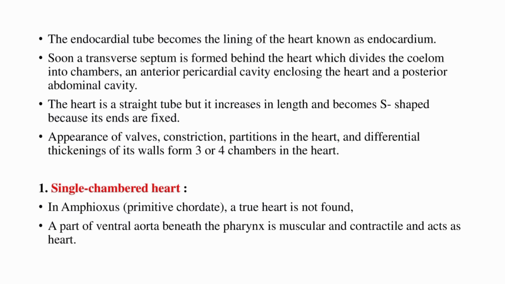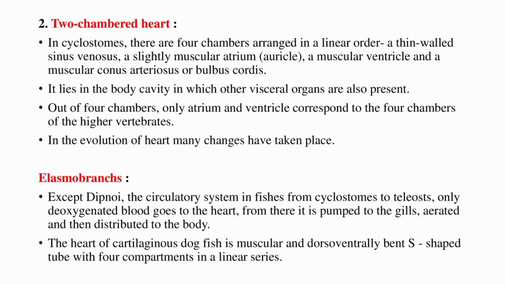In amphioxus, a true heart is not found. A part of ventral aorta beneath the pharynx is muscular and contractile and acts as heart. Two-chambered heart. In cyclostomes, there are 4 chambers arranged in a linear order. A thin-walled sinus venosus, a slightly muscular atrium, a muscular ventricle, and a muscular conus arteriosus or bulbus cordis.